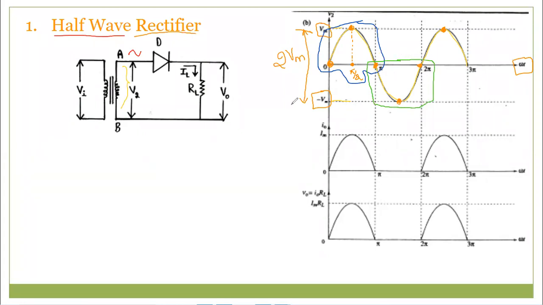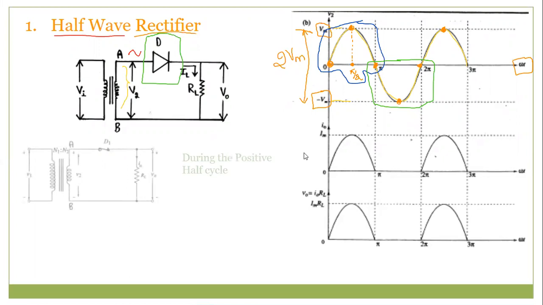Now, we know that we are using a diode. The diode will conduct only during the forward bias with minimum knee voltage or minimum threshold voltage. During the reverse bias, the diode won't conduct. So now if we observe, during the positive half cycle, this diode will work as a switch.